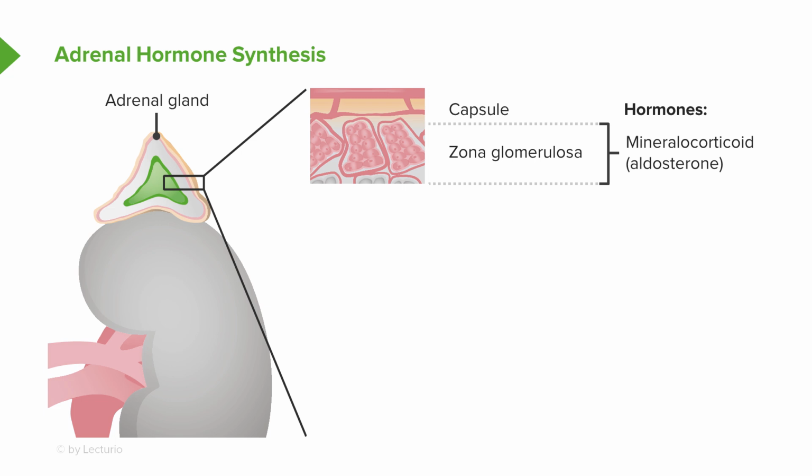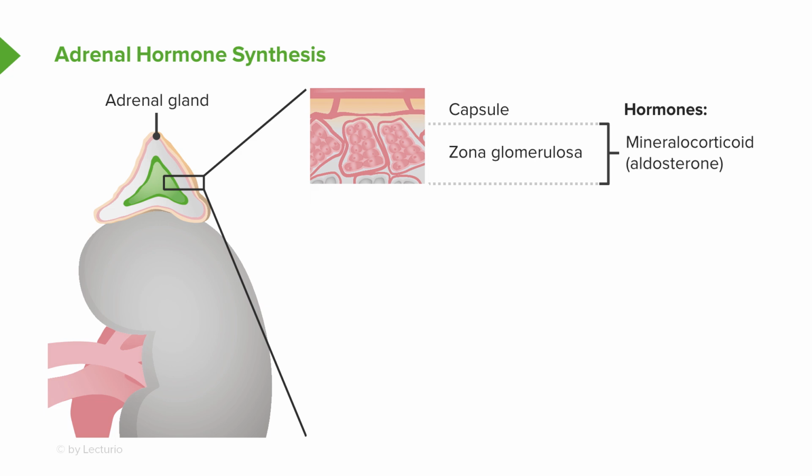Where we become most important with our hormone synthesis part is in the topmost layer, the zona glomerulosa. Here is where aldosterone is synthesized. Aldosterone is known as a mineralocorticoid. In this case, mineralocorticoid is because it is involved with sodium retention, which is one of our minerals.